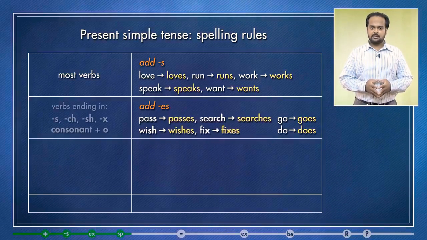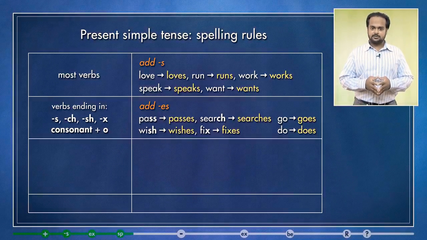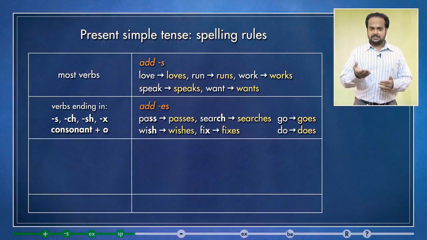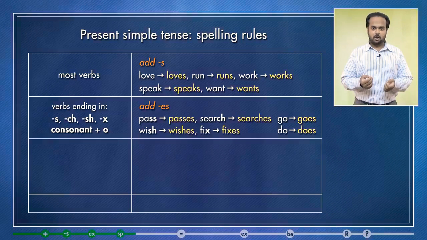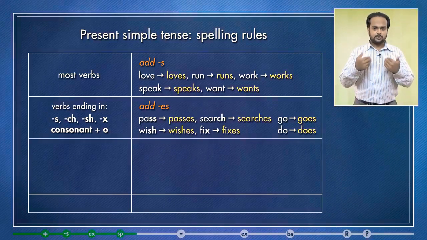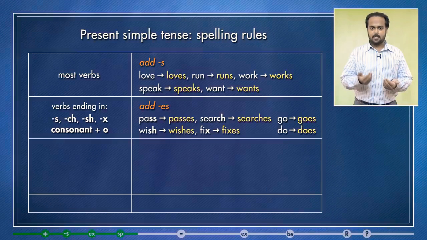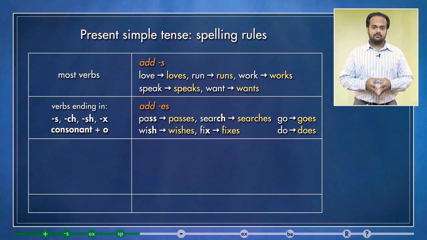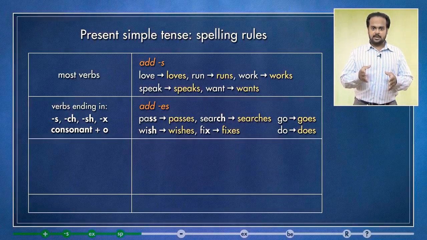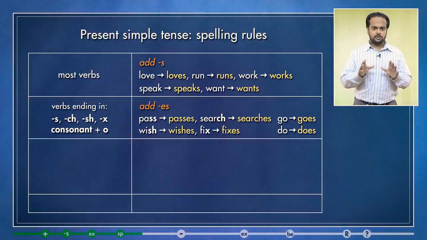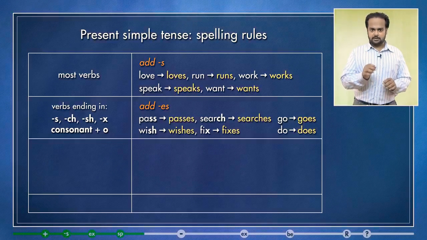If a verb ends in s, sh, ch, or x, then we add es to the verb. If you think about it, these sounds are all related. S, sh, ch, x. They all sound similar, and it's easier to pronounce them if you add es. Passes, wishes, searches, fixes, and so on. Also, if a verb ends in o and has a consonant before it like g or d, then we add es. Don't worry so much about this rule. Just remember to put es in goes and does.